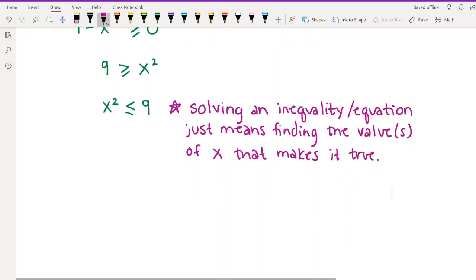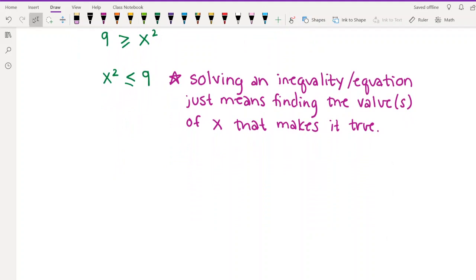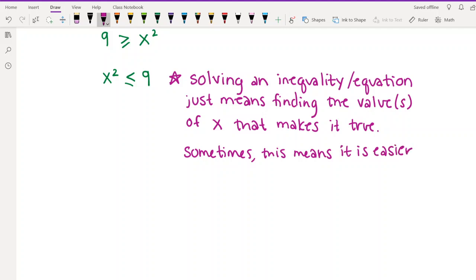The reason I'm saying this is that we don't need to do algebra to answer this question. We can just think about what numbers would make this true. So sometimes it is easier not to use algebra.